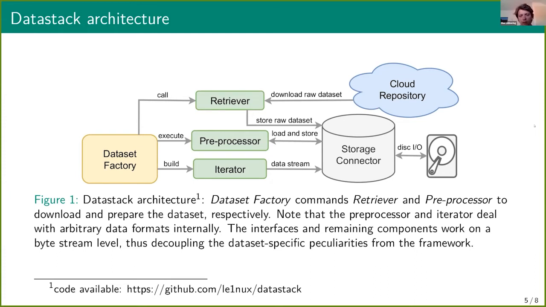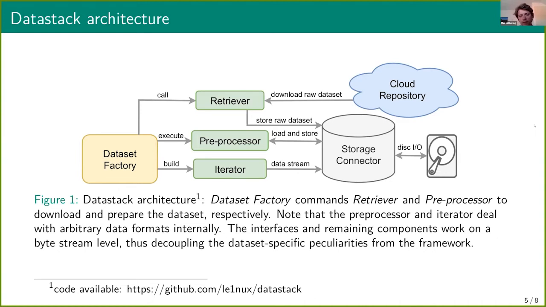And here already we just work with byte streams. So the downloaded raw dataset contains only a byte stream, and also when we store it, we just store it as a byte stream. Then in the second step, the preprocessor loads this raw dataset again as a byte stream, and then internally casts it to the specific file format that is needed, and then subsequently performs the data cleaning on it. Afterwards, the cleaned dataset, so the preprocessed one, is again being stored on disk by the storage connector, again just as a byte stream.